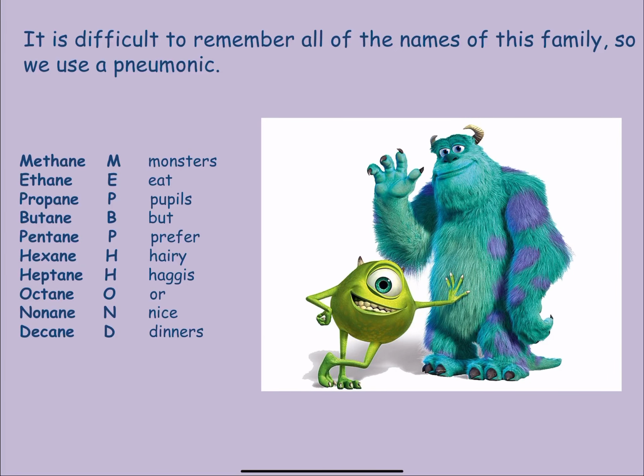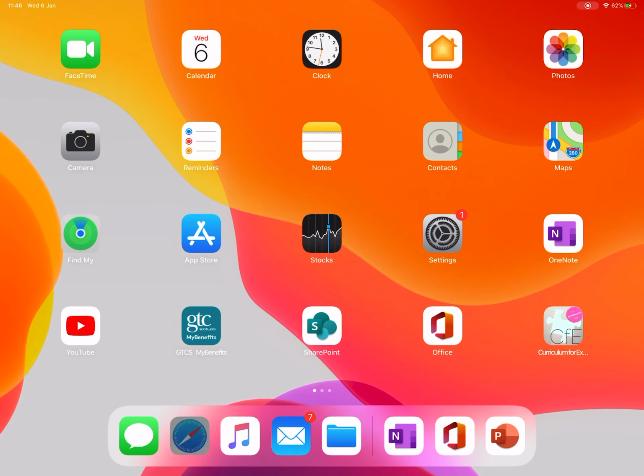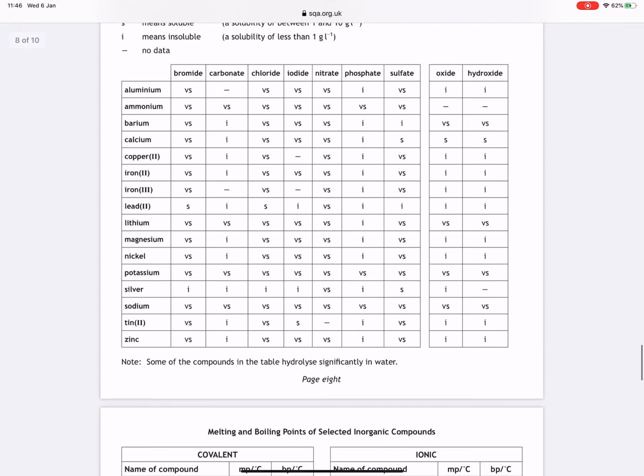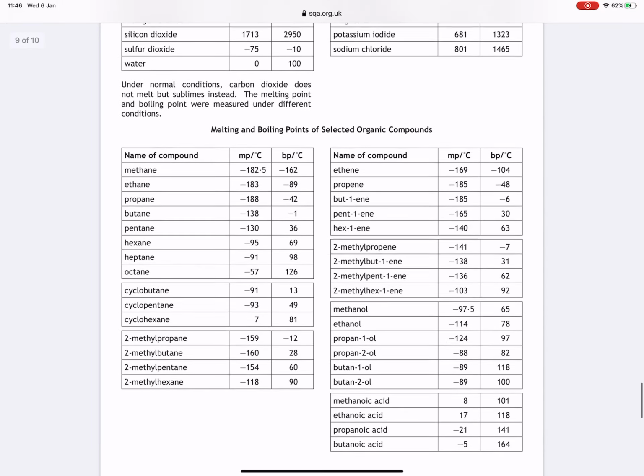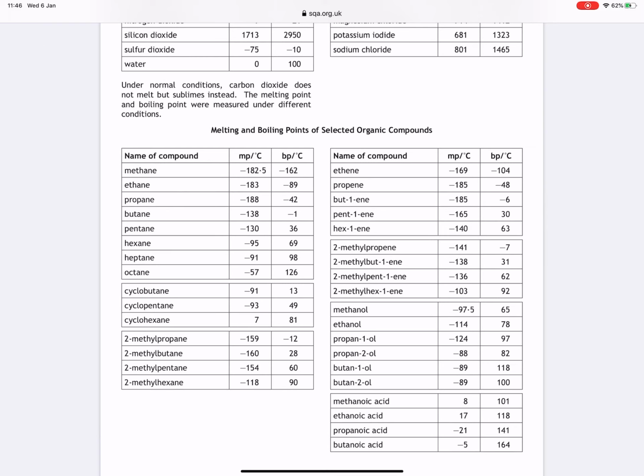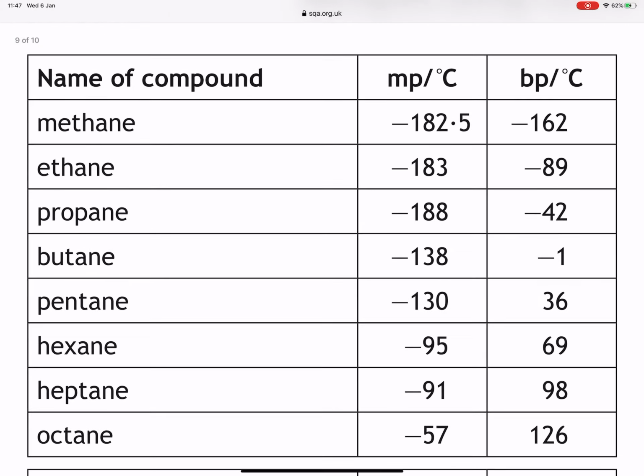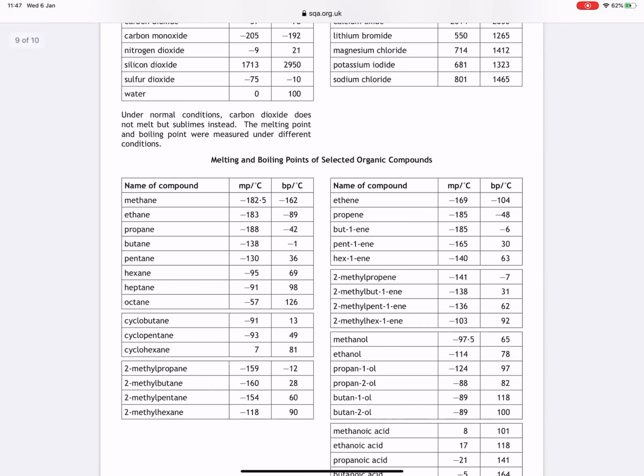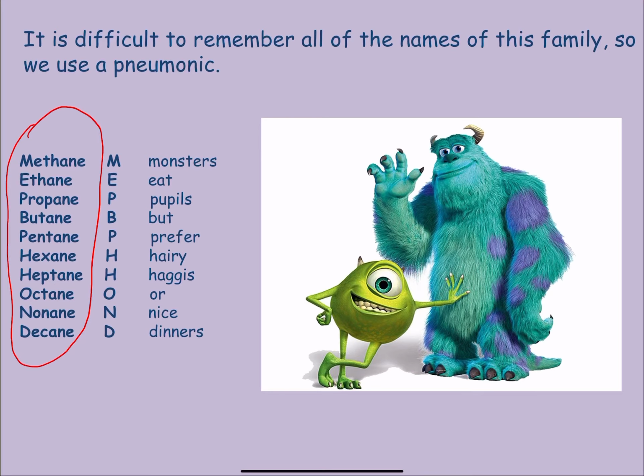Right, this slide, we don't really need to know the order. Why not? Because if you go to your data booklet and you go to page 9, it gives you methane, ethane, propane, butane, pentane, hexane, heptane and octane. And you'll be able to see from this slide, as you go from methane to octane, the melting point increases, as does the boiling point. So you don't need to actually remember the order, it is all there in the data booklet. So that slide we don't really need to know.